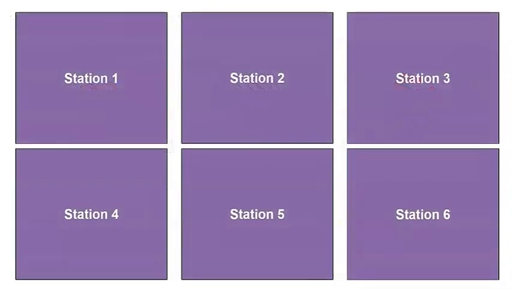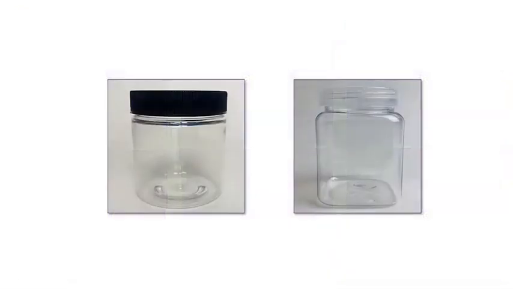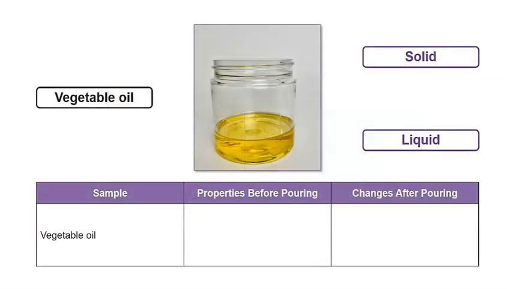Today, we will visit 6 stations. Each station contains a different solid or liquid sample in a container. We will observe and record the properties of each sample, and then we will pour each sample into a second container and see whether any of its properties change. Are you ready? Let's begin.